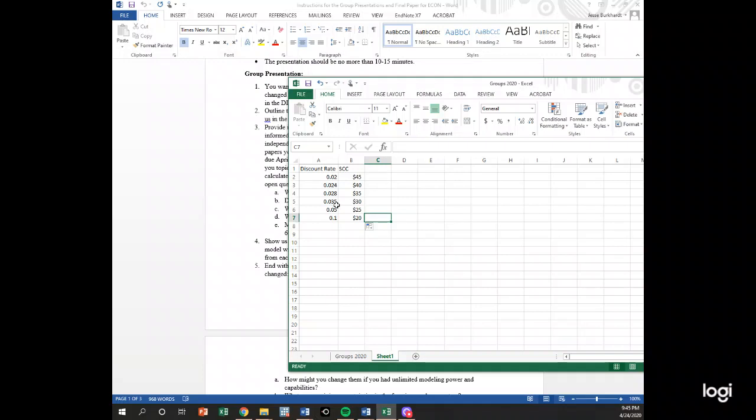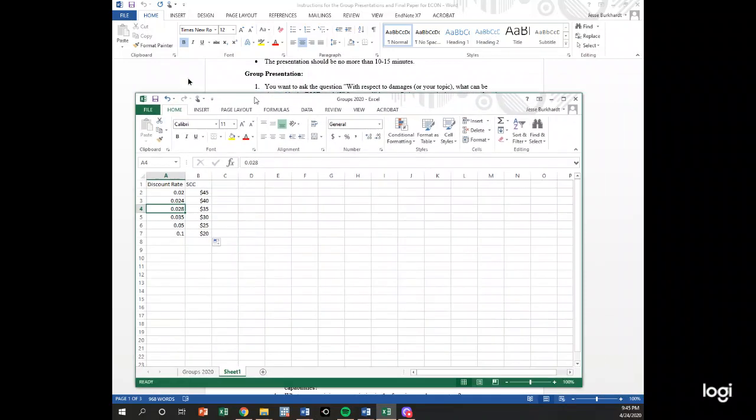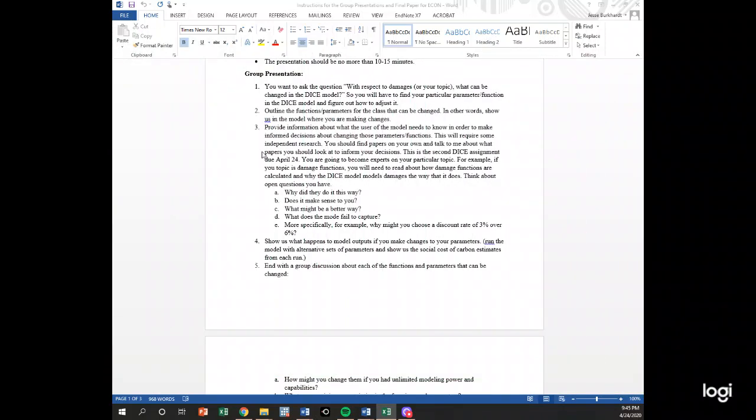And then obviously you're going to have to give us a suggestion of what your preferred estimate is, or the mean estimate. Maybe it's 2.8%. So why did you choose that? So you have to back that up, justify your choice.